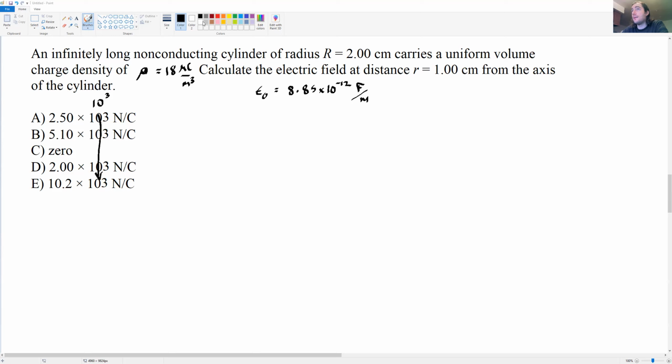Okay, I'll help you out a little bit. We're in the Gauss's law chapter, right? So let's write Gauss's law. Can anybody think of any other formula here that might be useful?